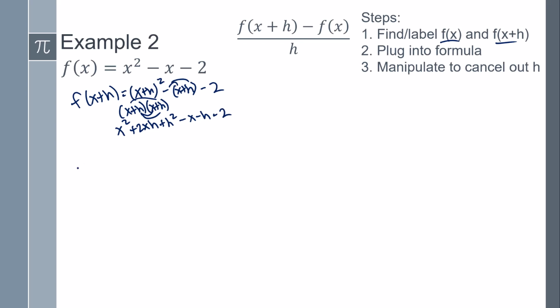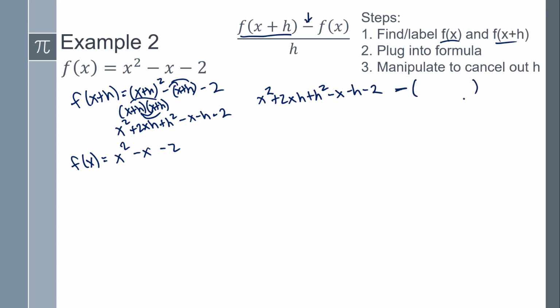And then my f of x, that's always given. That's x squared minus x minus 2. So now we can plug it in. So first is the f of x plus h. So that's x squared plus 2xh plus h squared minus x minus h minus 2. Minus, now subtract my function, which is x squared minus x minus 2, all over h. So now let's see what cancels out.